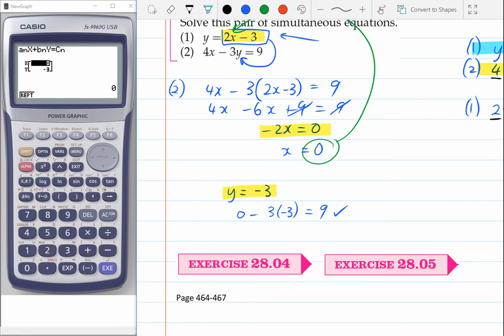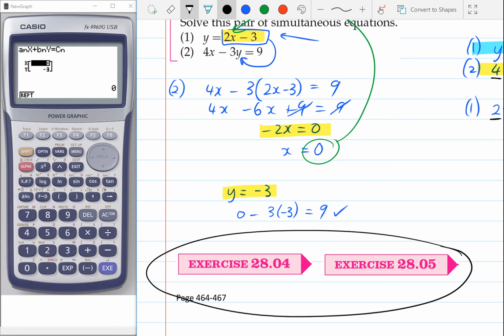So when you're working through these exercises here, I don't really mind whether you use substitution method or your calculator. In your internal you'll be using your calculator, so you might want to use that. Otherwise I'll let you get on with that.